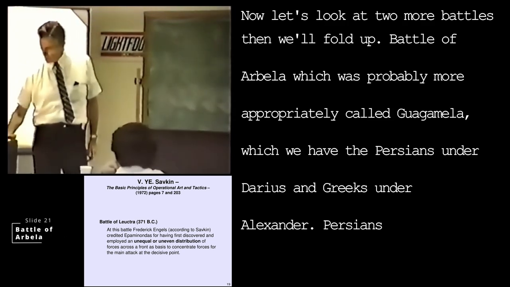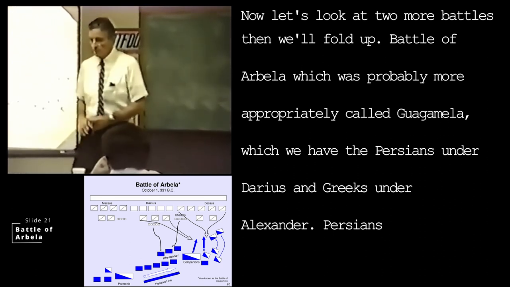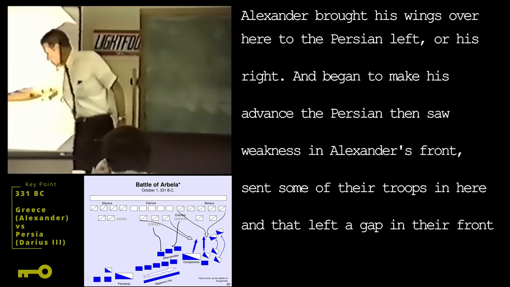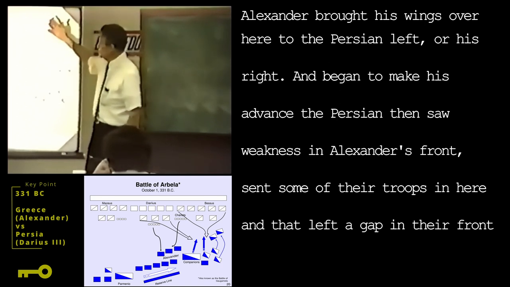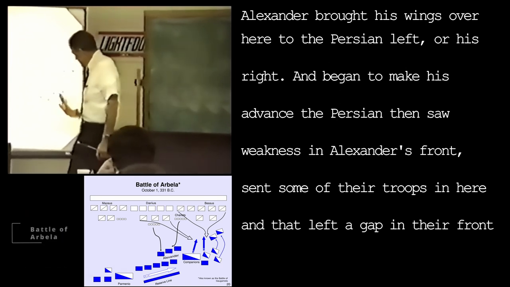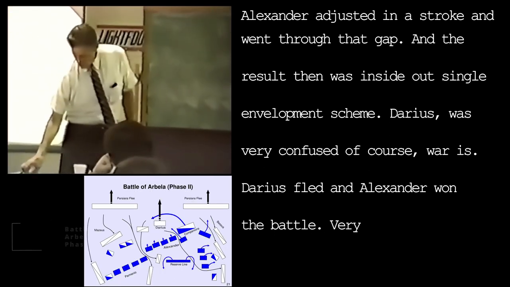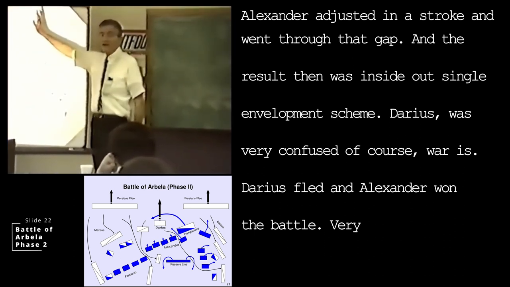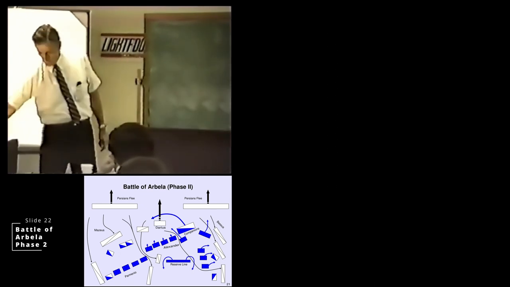Now let's look at two more battles and we'll fold up. The Battle of Arbela, or probably more appropriately called Gaugamela, in which we have the Persians under Darius and the Greeks under Alexander. The Persians outnumbered Alexander. Alexander brought his wing over here to the Persian left, or his right, and he began to make his advance. The Persians then saw weakness in Alexander's front and sent some of their troops in here, and that left a gap in their front. Alexander adjusted his stroke and went for that gap. The result was an inside-out single envelopment scheme. Darius, very confused, fled, and Alexander won the battle. Very painful, very nervous. He barely won it, nevertheless won the battle.